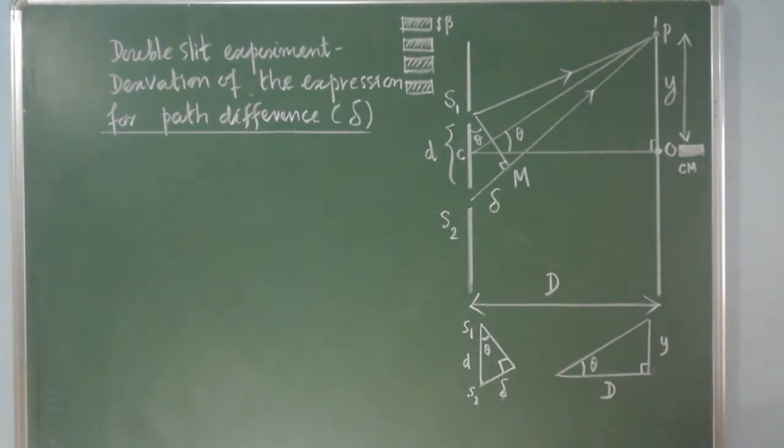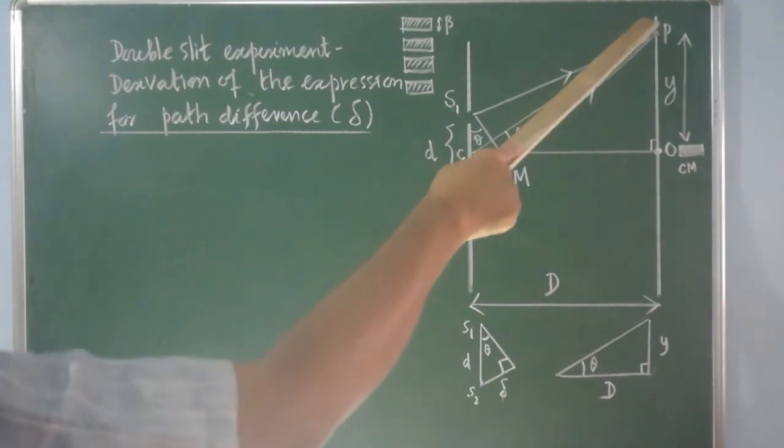Okay. Now look at the other details of the diagram. Here I have drawn a right angle triangle. Here one small angle theta is created. The same triangle is drawn here: S1, S2, the distance between the two coherent sources d, and the extra distance traveled by the S2 wave is delta. The same thing is drawn here. And then from the midpoint C of these two coherent sources, I have drawn a straight line.